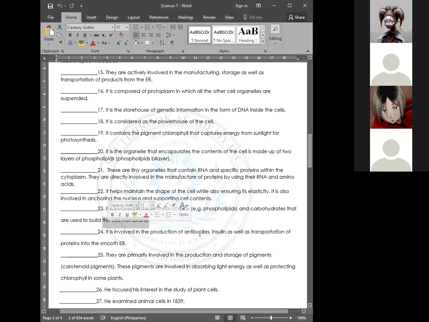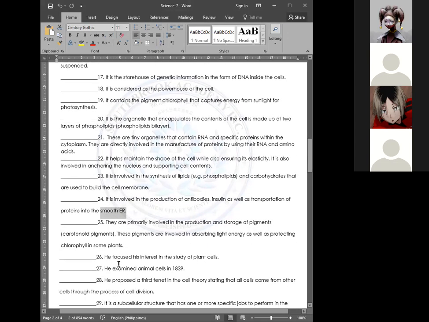It is involved in the production of antibodies, insulin, as well as the transportation of proteins from the smooth ER. It is rough endoplasmic reticulum or rough ER.